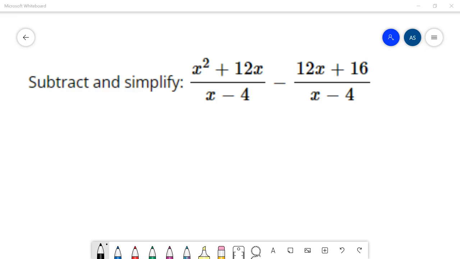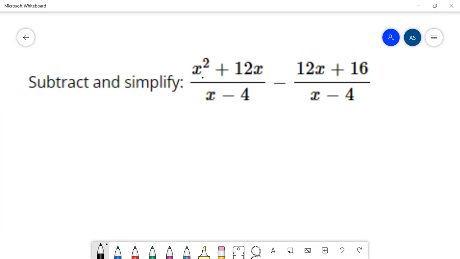On this next question, we have simplify, subtract, and simplify. This would be question number 12 on the practice test. We have x squared plus 12x over x minus 4 minus 12x plus 16 over x minus 4.